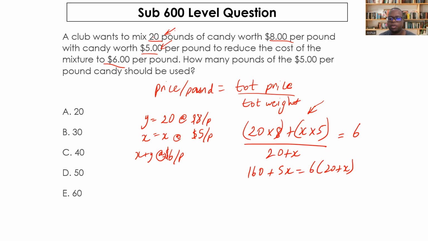So if you open the brackets and collect them together, we'll have 6 times 20 will be 120. If you bring it to the other side of the equation, you'll have 160 minus 120 is equal to, and take this 5x to the other side, we'll have 6x minus 5x. This will reduce to x being equal to 40. That will be the value of x, the amount of weight that is required, to be able to bring the price down to $6 per pound. So x is 40. That is answer choice C.